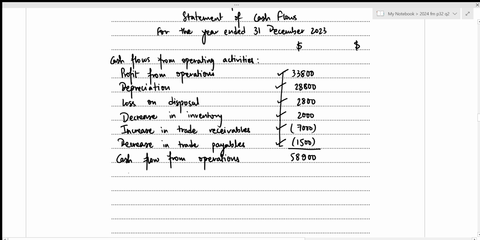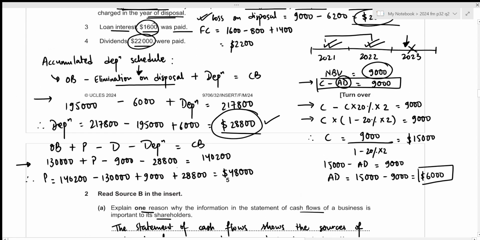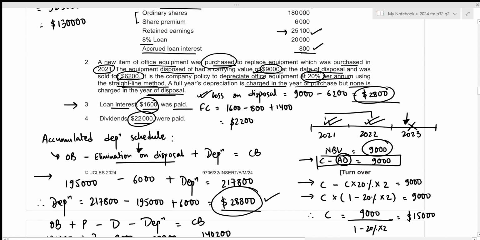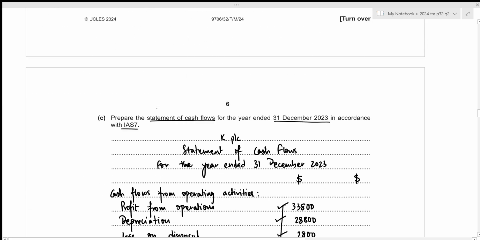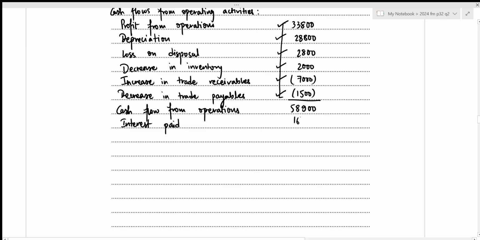In this case, we do not have any information regarding tax, so we can just subtract the interest paid. We were given information regarding this. Right here, loan interest of 1,600 was paid. So we just need to subtract the amount of 1,600 now. And this will give the cash flow from operating activities. That will be 58,900 minus 1,600, which results in 57,300.